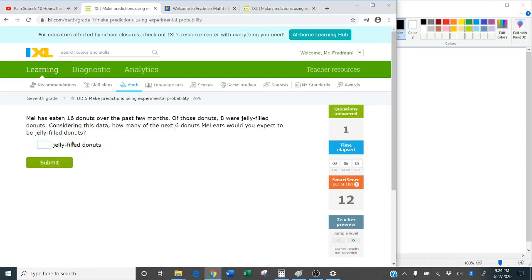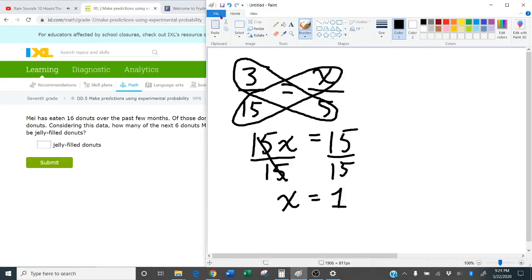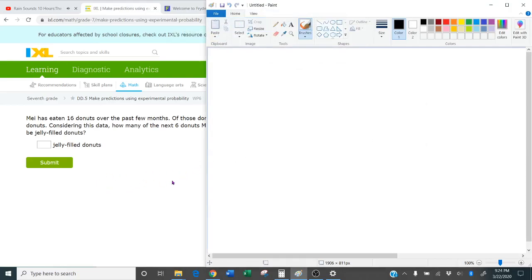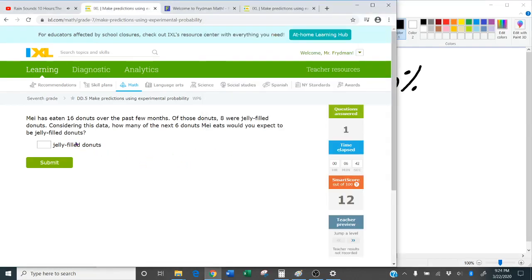Okay, next question. Mai has eaten 16 donuts over the past few months. Of those donuts, 8 were jelly-filled donuts. Considering the data, how many of the next 6 donuts Mai eats would you expect to be jelly-filled donuts? Okay, so this one is like the last one. I'll just go through it quickly. The probability is 8 out of 16, which is 0.5 or 50%.